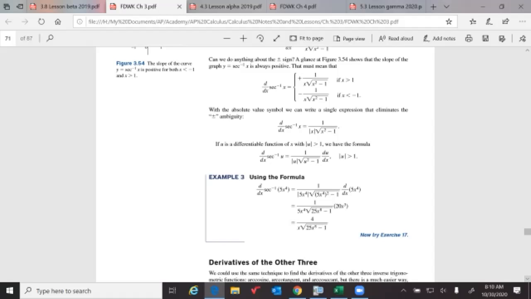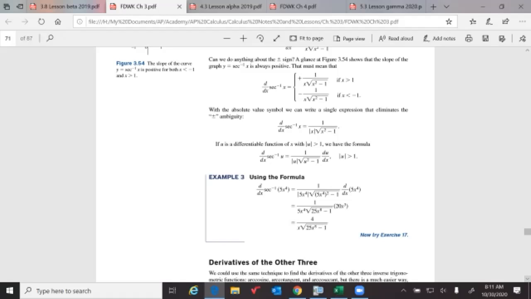This goes there. 5x to the 4th gets squared. d mu. So what happens? You can drop the absolute value symbol in there because it's x to the 4th to an even power. So you don't need it. If you leave it there, it's not wrong, but it's unnecessary.